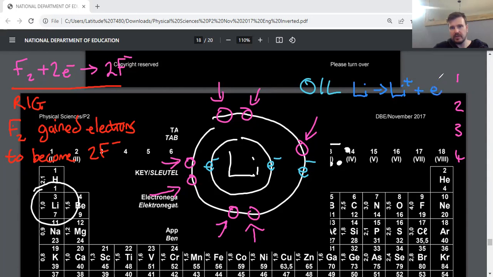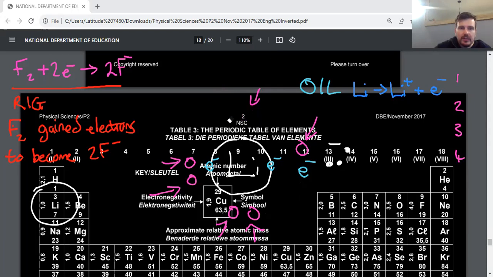Plus an electron. So lithium has lost this electron. As you said, it's going from Li to Li plus. Good.